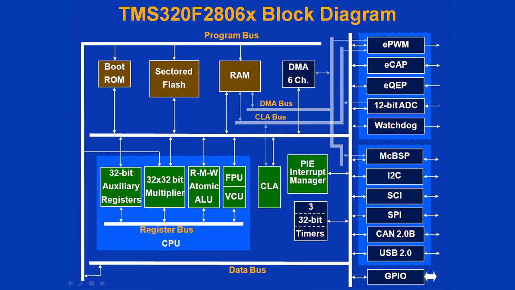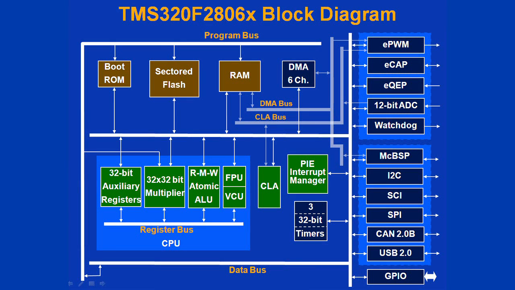In the lower left area of the block diagram, you will find the execution section, which consists of a 32-bit by 32-bit hardware multiplier, a read-modify-write atomic ALU, a floating point unit, and a Viterbi complex math CRC unit. The control or accelerator coprocessor is an independent and separate unit that has its own set of buses.